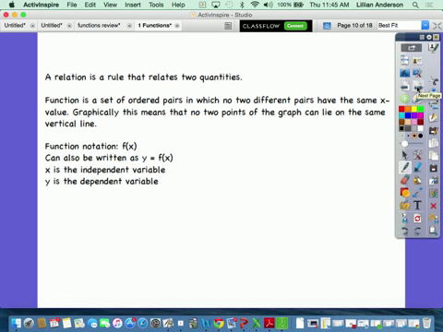Moving forward. A relation is a rule that relates two quantities. Such as a bank account number and the money in that account. Two quantities. Now, a function is a little bit different from a relation. It is a set of ordered pairs in which no two different pairs have the same x value.